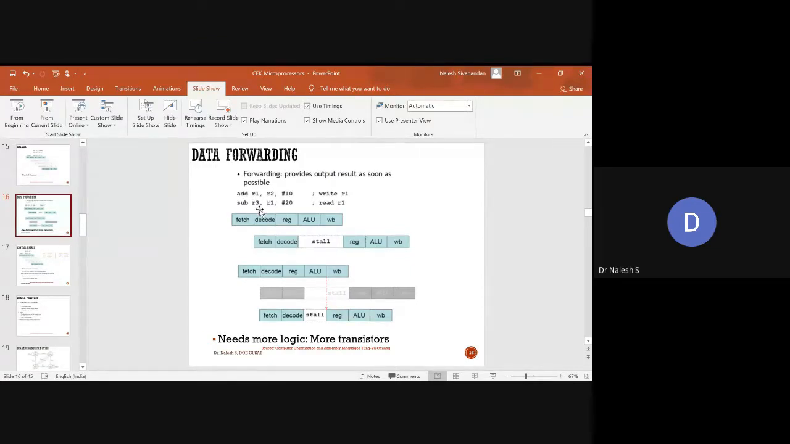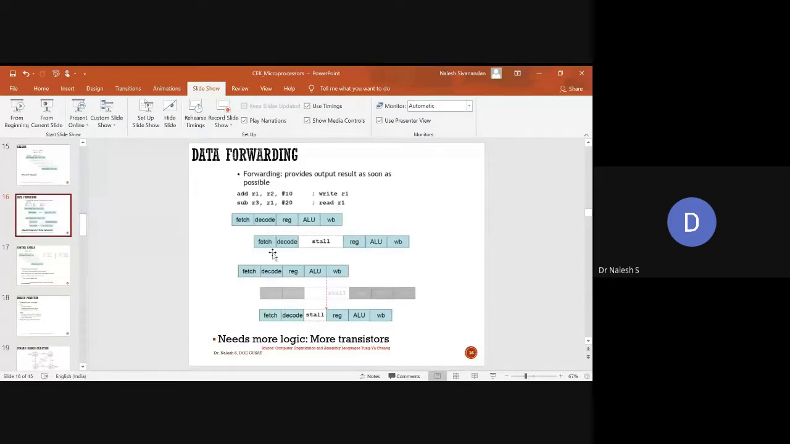So here the subtract has to get data from add, the output of add, before subtract can proceed. As per our earlier architecture, add will give data only after the write back stage. So you will wait until write back before reading the operand for subtract.